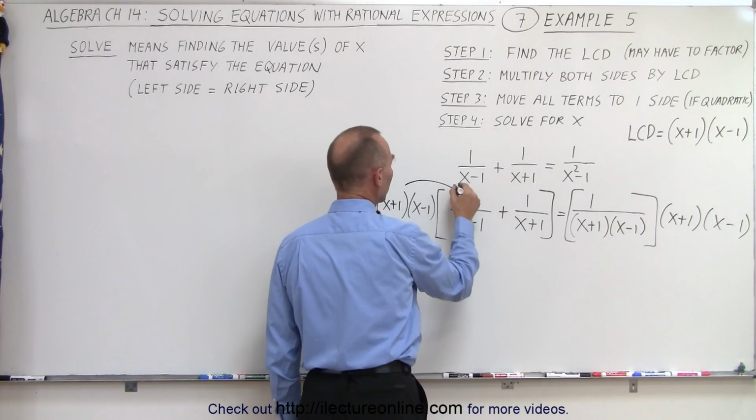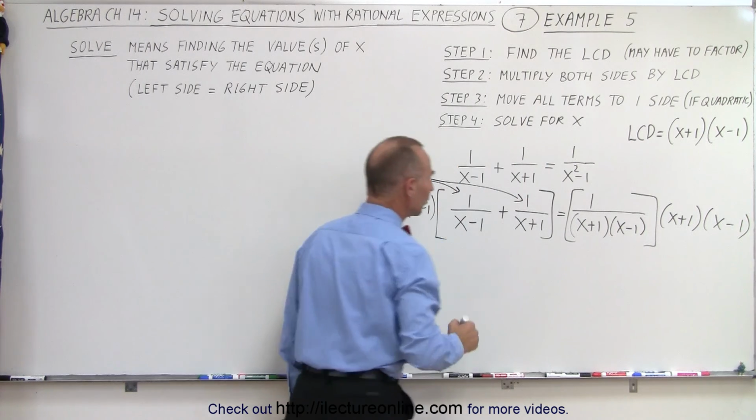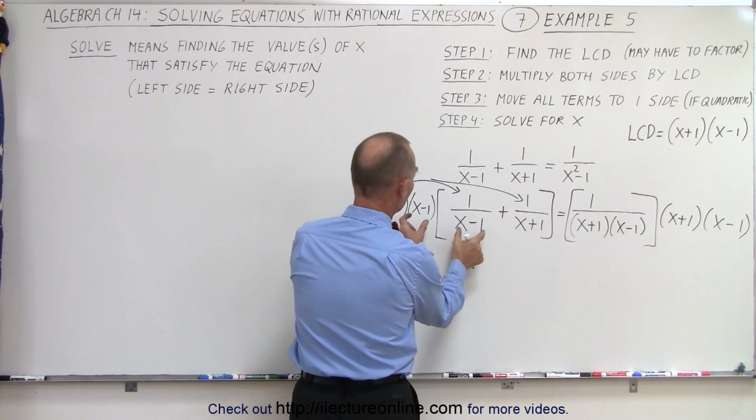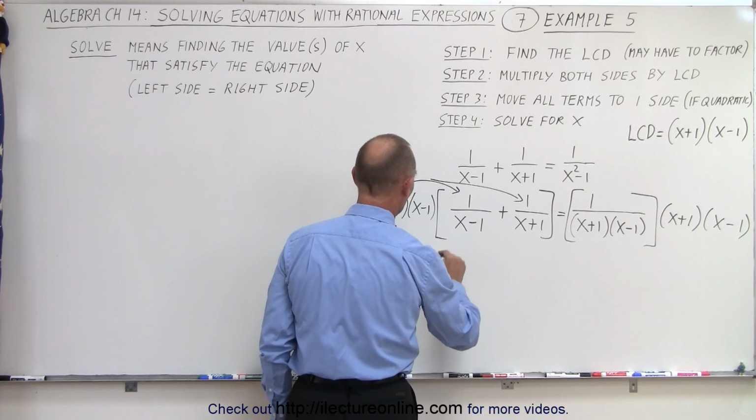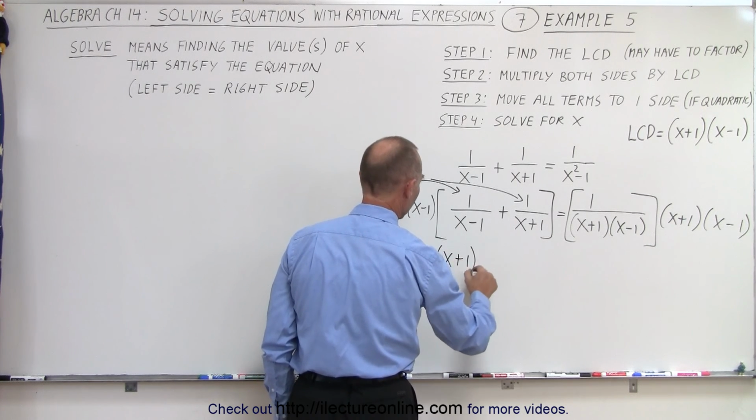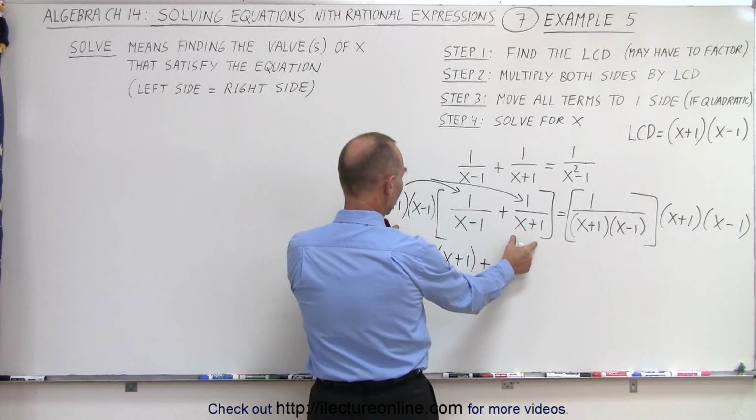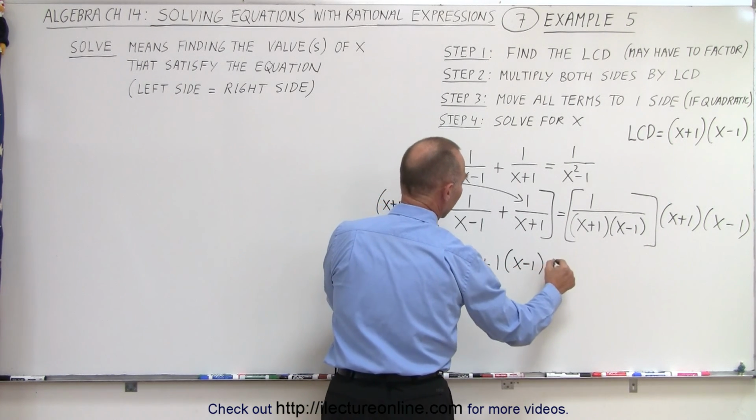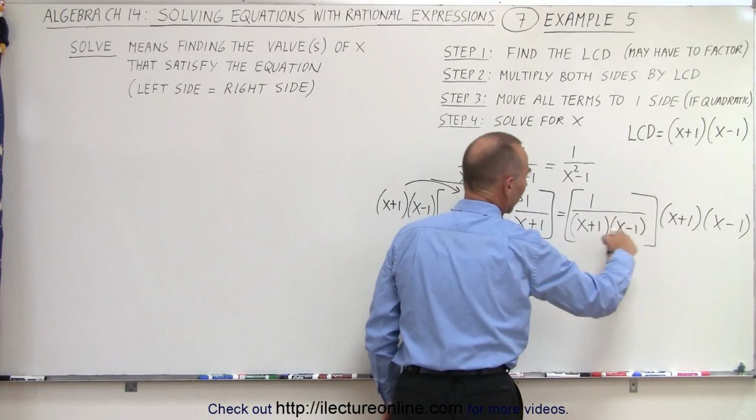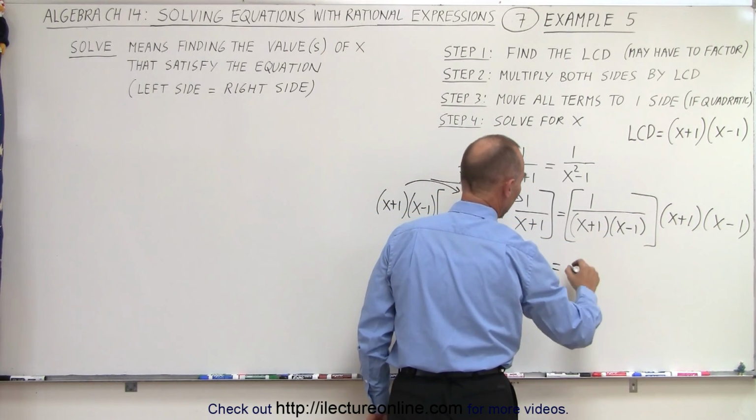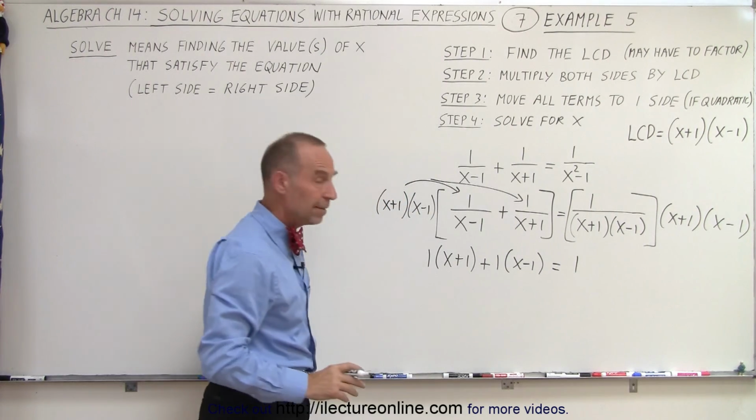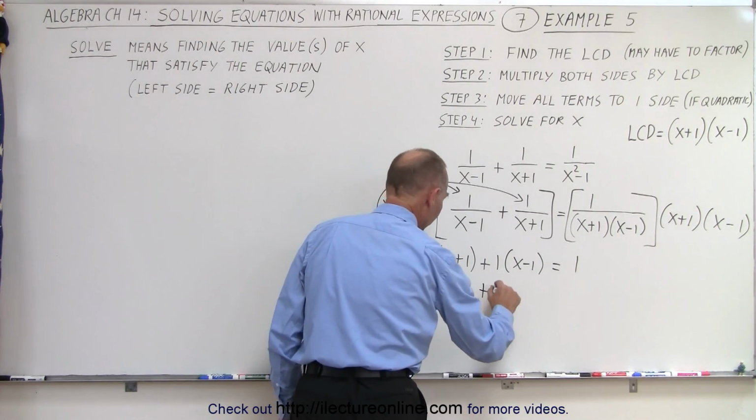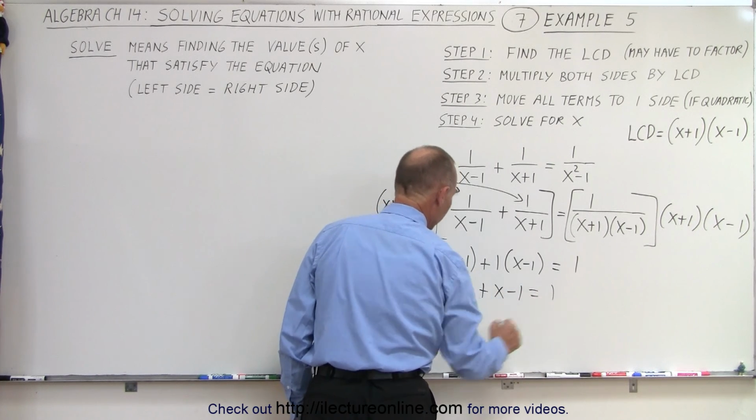Okay, on the left side, when we multiply this times both of these terms, let's see what we get. First of all, here you notice that the x minus 1's cancel out, and you're left with 1 times x plus 1. Plus, here the x plus 1's cancel out, and you're left with 1 times x minus 1. And on the right side, the entire denominator cancels out with the product, and we're simply left with a 1. Now, simplifying things, we get x plus 1 plus x minus 1 equals 1.